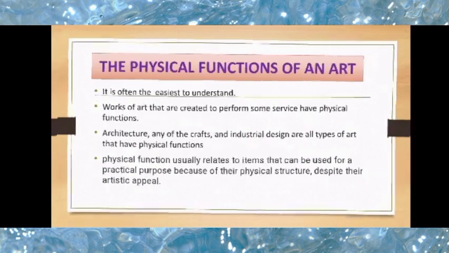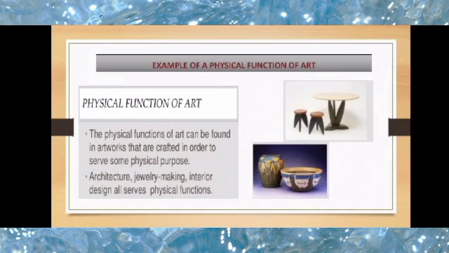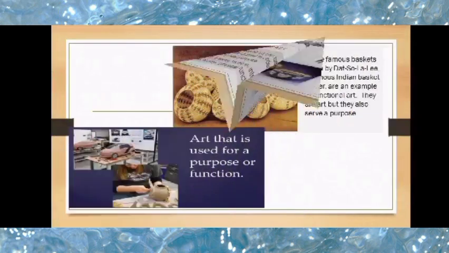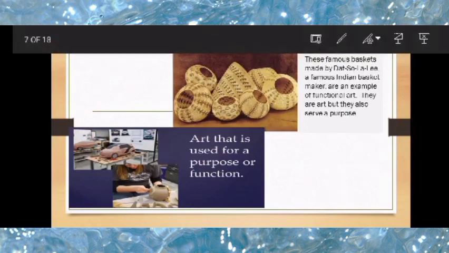So now let me show you some examples of the physical function of art. The physical function of art can be found in artwork that is crafted in order to serve some physical purpose. Architecture, jewelry making, and interior design all serve physical functions, as this picture shows. This famous basket by Datsu Lali, a famous Indian basket maker, is an example of functional art. They are art, but they also serve a purpose. So it can also be called a physical function of art.